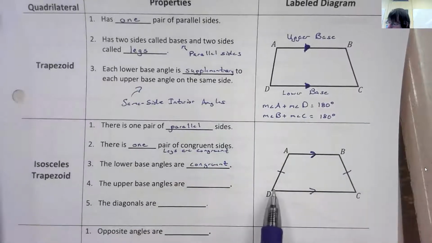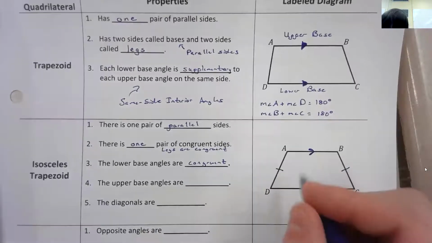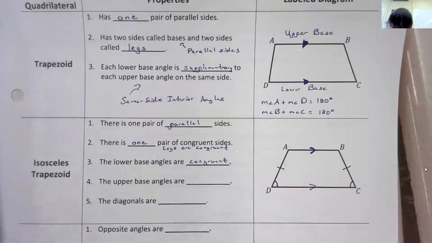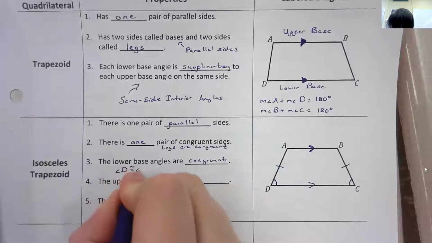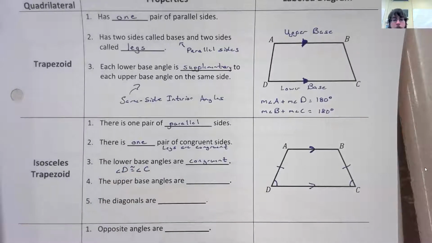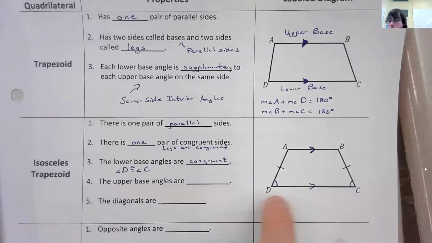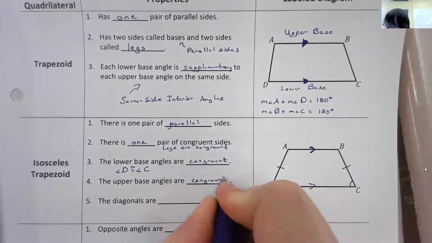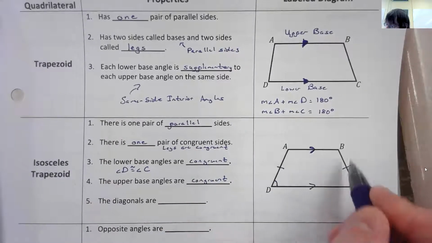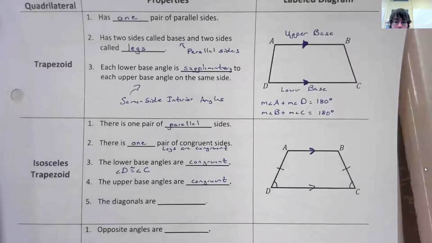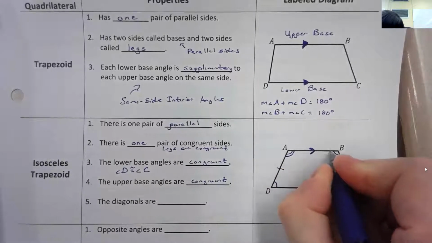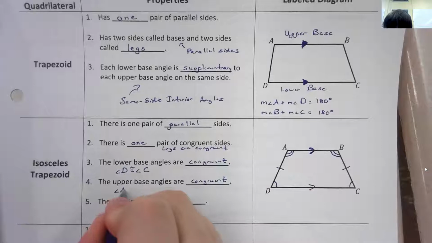So down here on this lower base, DC, angle D and angle C are congruent. So we're going to put our little angle markings on angle D and angle C. But not only are those two congruent, but the upper base angles are congruent. Now note that A and D are not congruent and B and C are not congruent, okay? But A and B are congruent and D and C are congruent.